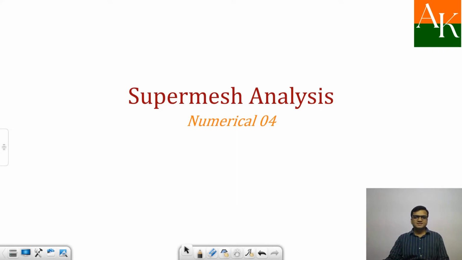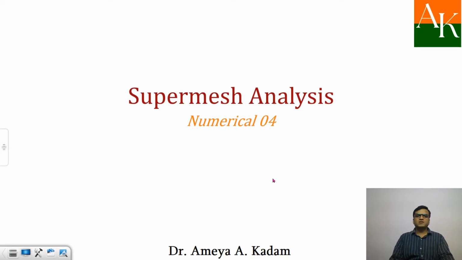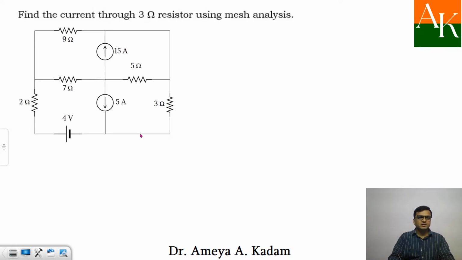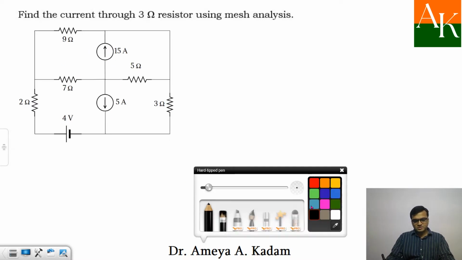Hello students, in this lecture we will see one more numerical on supermesh analysis. This is the numerical. Find the current through 3 ohm resistor using mesh analysis. And there are two current sources over here and there are 4 meshes. So first of all we will mark the mesh currents over here.